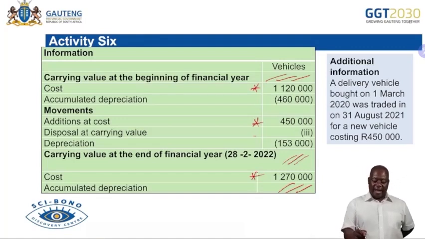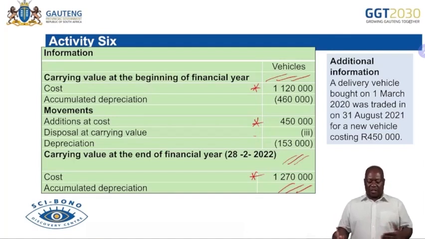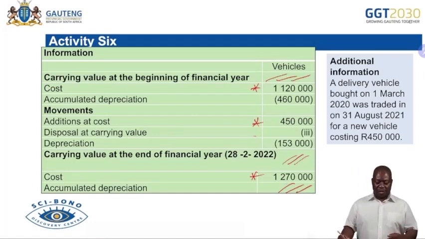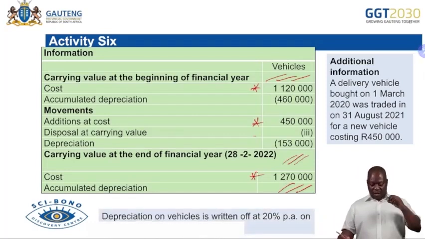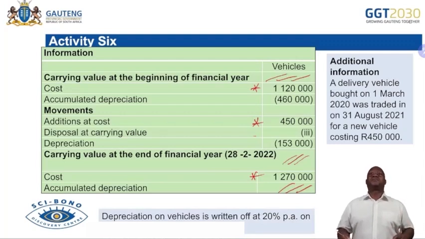But when you just add 1,120,000 plus 450,000, you are getting 1,570,000, not 1,270,000. So what is causing that discrepancy? Very important for you to note, because it is going to give us the cost that we are looking for.